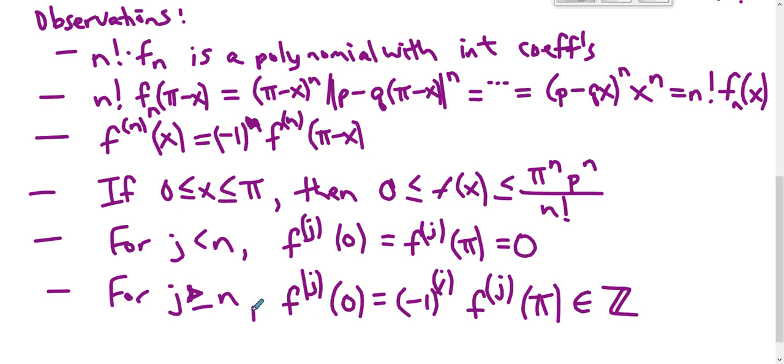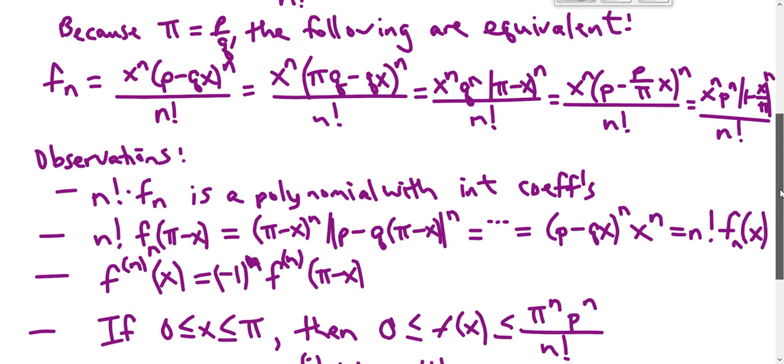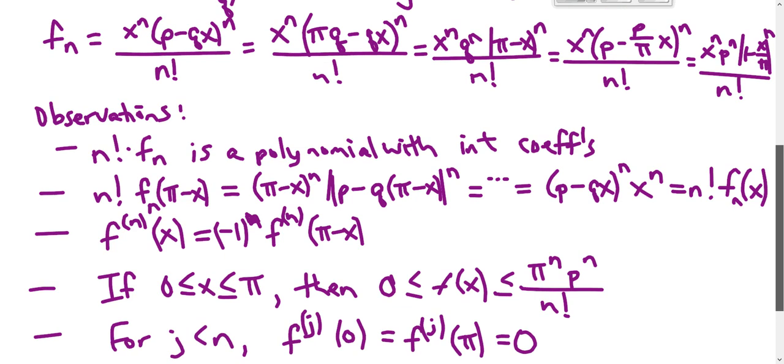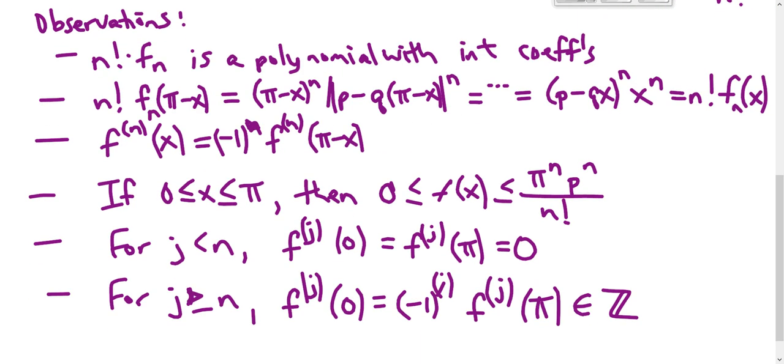So for even orders that are at least as high as the nth order, because remember, n is a positive integer, the jth derivative at 0 and the jth derivative at pi are the same. For odd orders that are at least as high as the order n, they are opposite of each other. And all of that can be gained from looking at those expressions of f sub n. Okay?